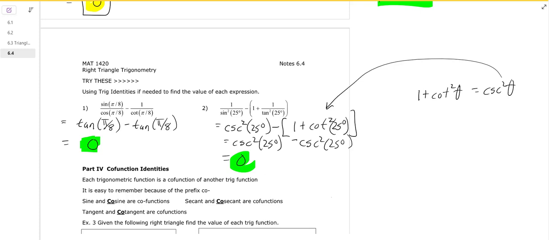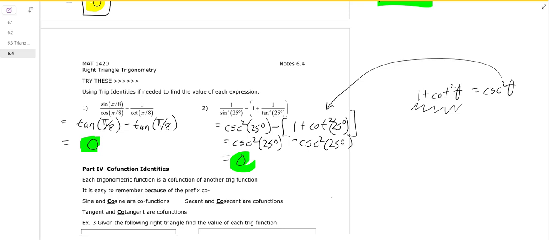The second one, 1 over sine is cosecant, so that becomes cosecant squared of 25. 1 over tangent is equal to cotangent. And then we have this identity, 1 plus cotangent squared theta equals cosecant squared. So I just plug that in. I end up with cosecant squared 25 minus cosecant squared 25. So again, I get 0.